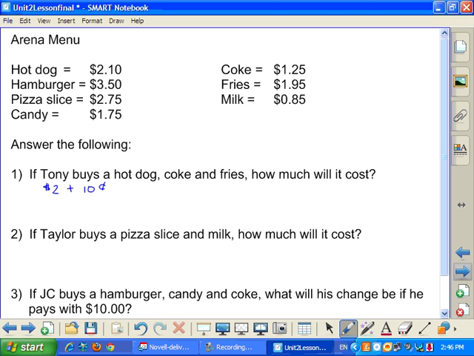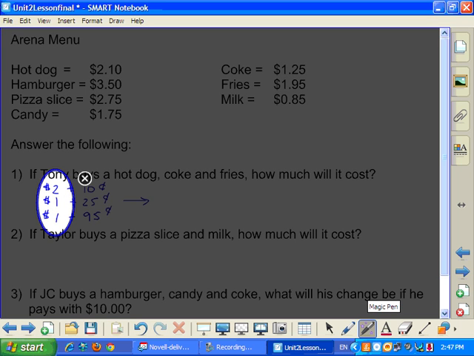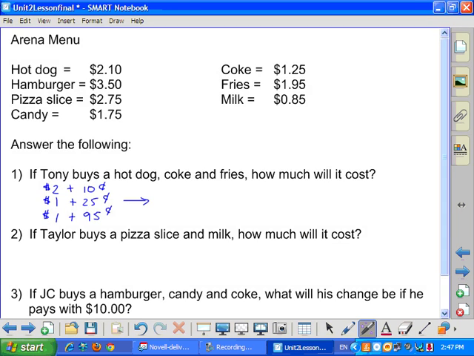His Coke is going to cost $1.25, and his fries will cost $1.95. So how much does it cost for Tony? So the first thing to do, I add up my dollars. So I look at it and I'm adding up 2 plus 1 plus 1. So he's going to definitely have to pay at least $4. Then I look at his cents.